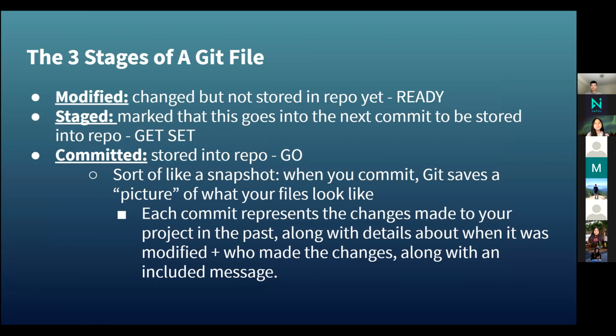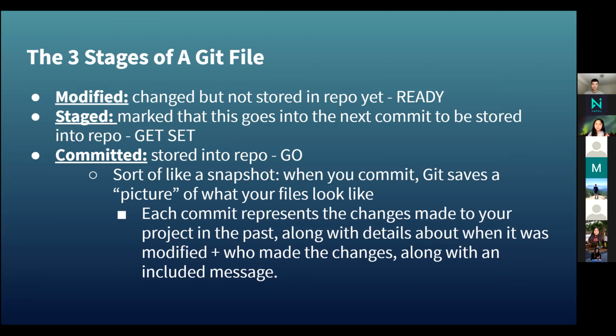Okay, so let's get into the three stages of a Git file. This is really important terminology that we want to always keep in mind, because if we forget a stage, things go wonky, as I have learned myself. The three stages in a nutshell are modifying your Git file, staging your Git file, and committing. I like to think of them as a ready, get set, go analogy. The first stage is where you're modifying your Git files. You are making changes to your repository, but they haven't been stored yet. That is simply you editing your code.